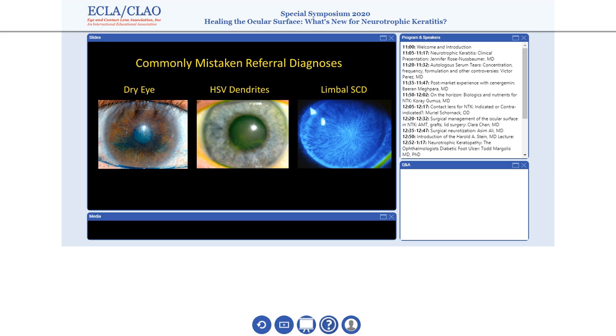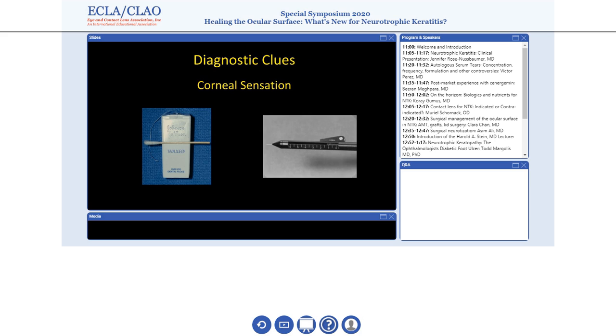Almost never do they come in saying this is a neurotrophic cornea and I need help. So how do we get clues? We heard about Gaucher-Bonnet. That's fine. Very few people have it. You got to sterilize it in between. Other people use cotton tip swabs.